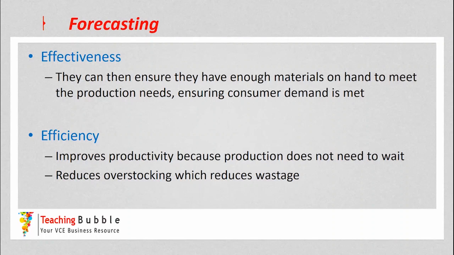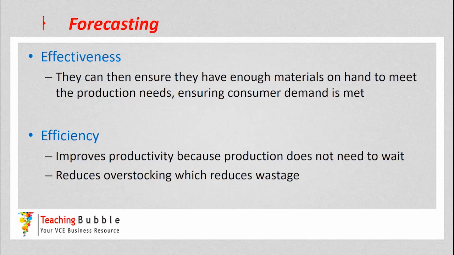So for each of the 4 strategies that we're going to go through today, we're going to look at how it can help improve the effectiveness and efficiency of the operations for a business. So forecasting can help ensure that the business has enough materials on hand to meet the production needs, which ensures that the consumer demand is being met. So this point can really be used for all of the material strategies that we're going to look at today.